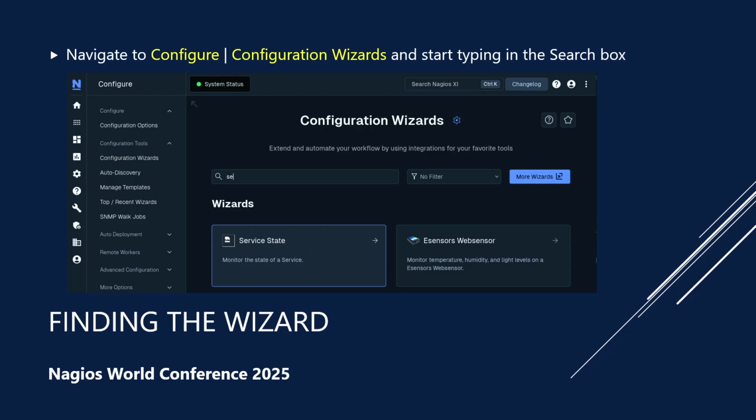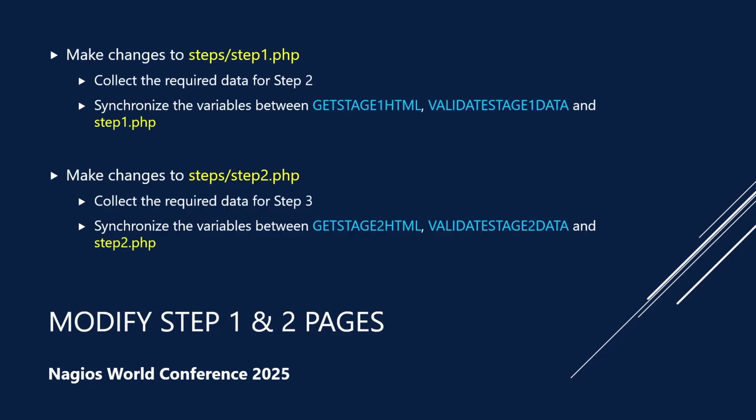So you'll see I started searching for service state, and it pulled it right up to the top. The icon is missing, and it will be until you actually install it. So step 1 and step 2, they're very similar. You just need to make sure that you're collecting the data that you need and that everything that you want to validate is getting validated.